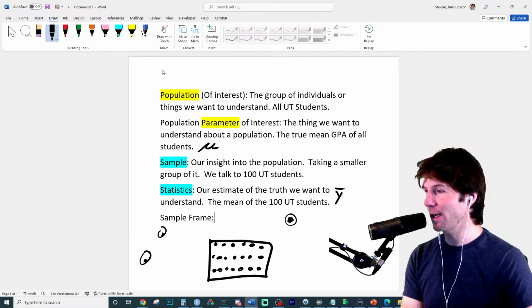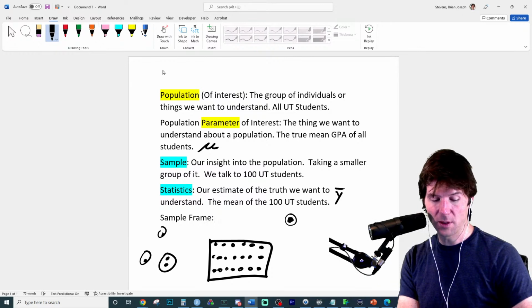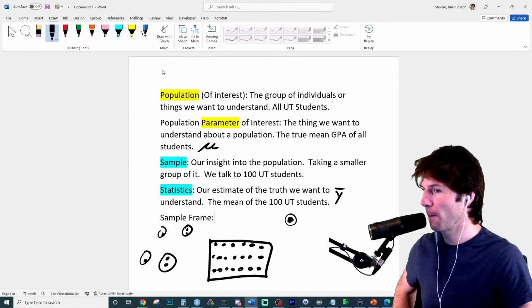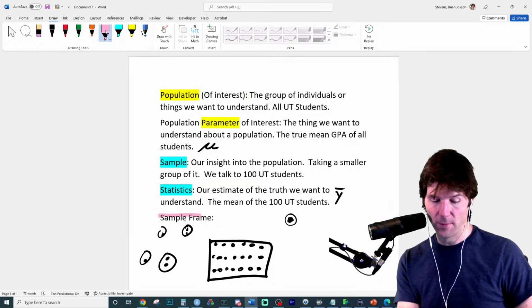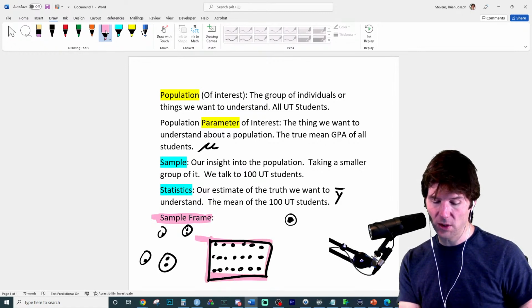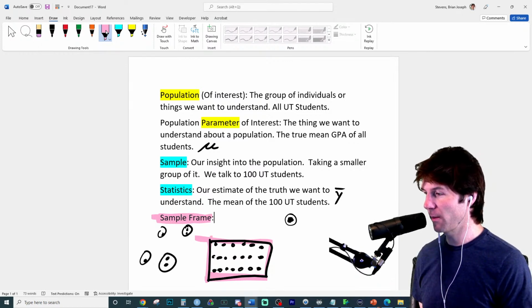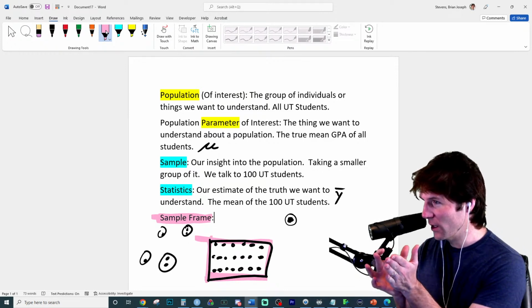Which cookies do you have access to sample? Now there are some extra cookies, which maybe is a bummer. People have gone and taken these, and they're on their plates. They're not going to be happy if you go take those from them. So when we talk about a sample frame, the sample frame is the idea that we can only take our sample from within this frame. Does that make sense? Inside the tray, right? Inside that frame right there is where you can take your sample.